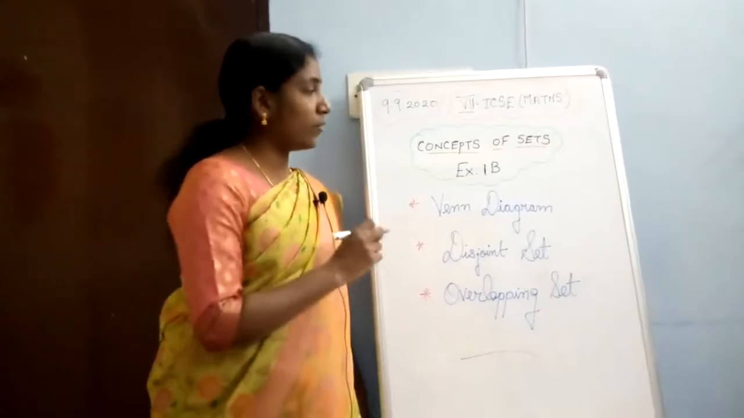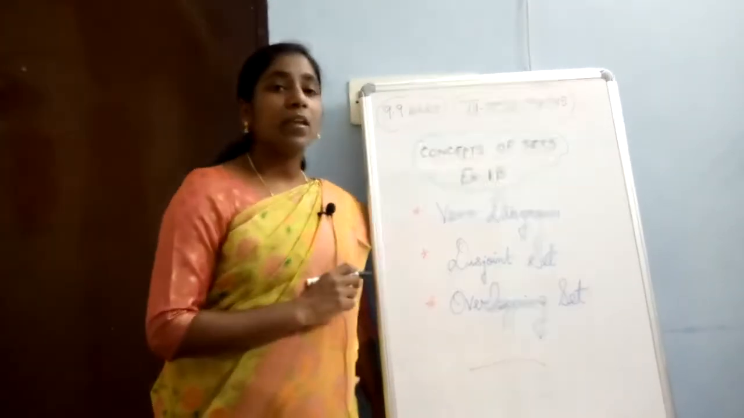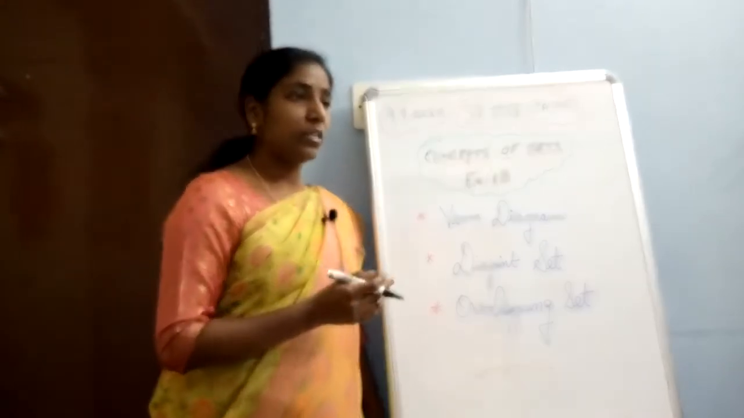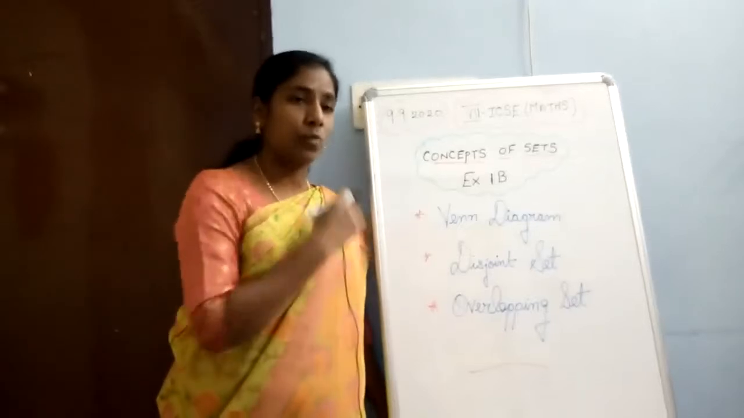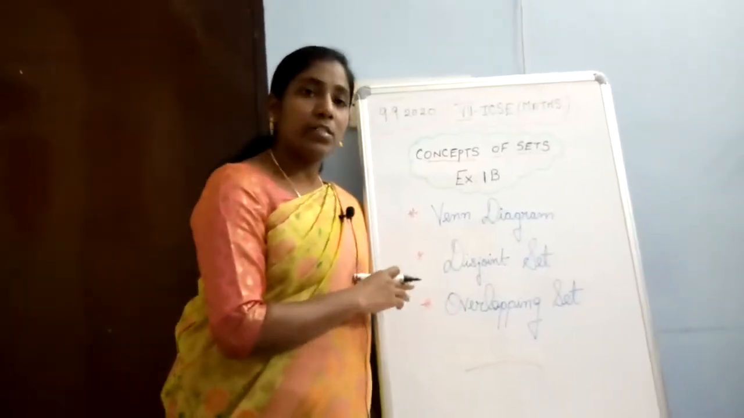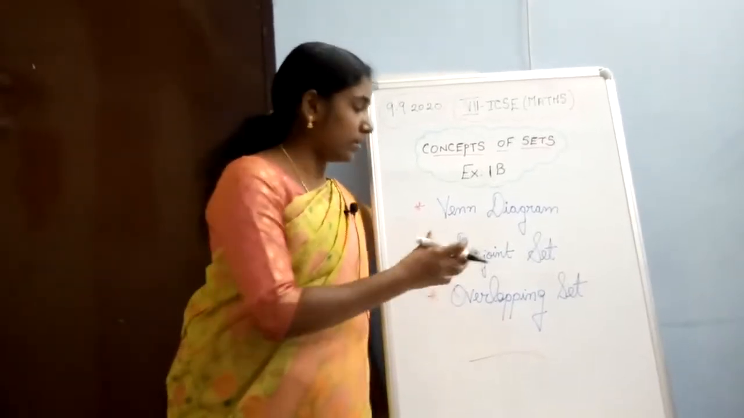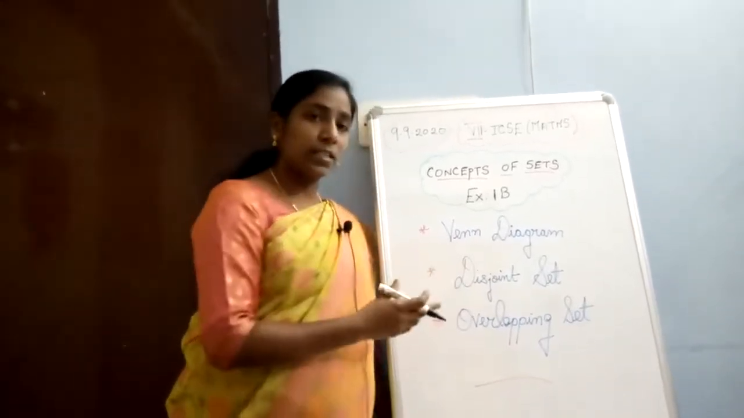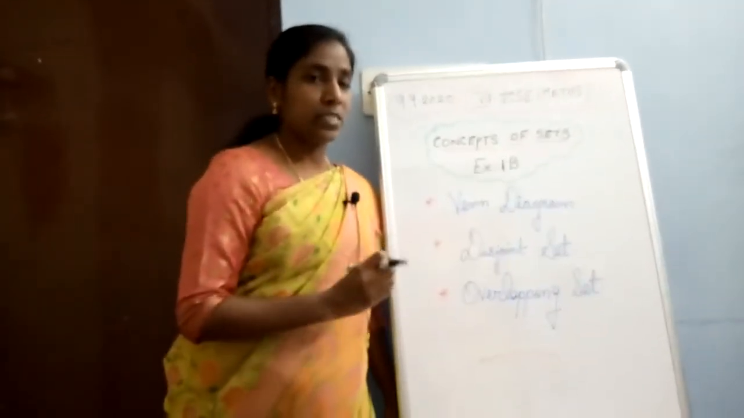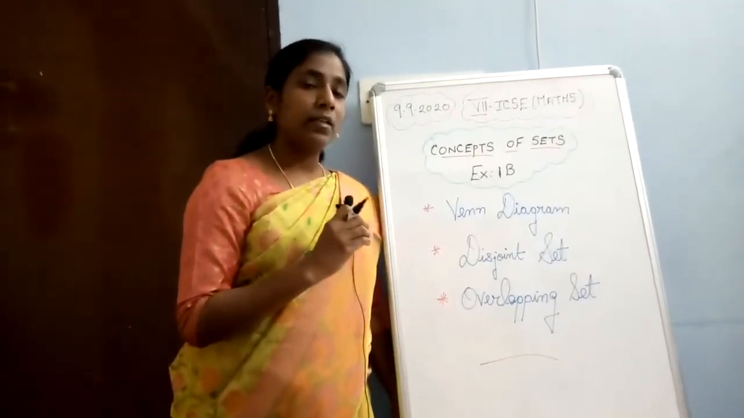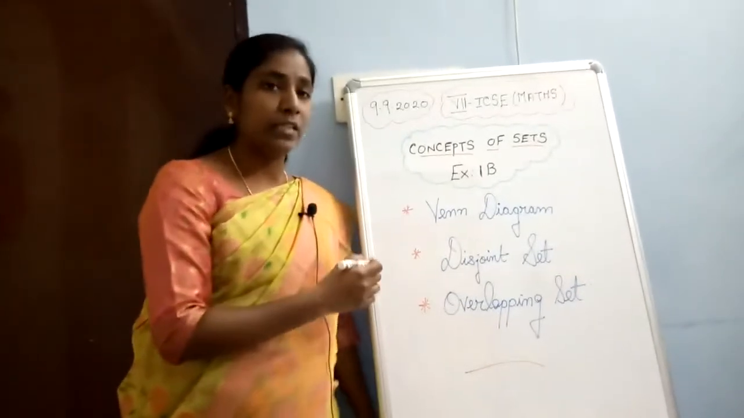In today's class, we are going to see the concept of sets, that is exercise 1B. Already we have seen union, intersection and all those concepts in your exercise 1A, students. And now we are going to see exercise 1B. Today, we are going to see a new topic, that is Venn diagram. It is nothing but a diagrammatic representation of a set. We are going to represent the set in the form of a diagram. The name for that diagram is known as Venn diagram, and I will be explaining it in detail in your video.